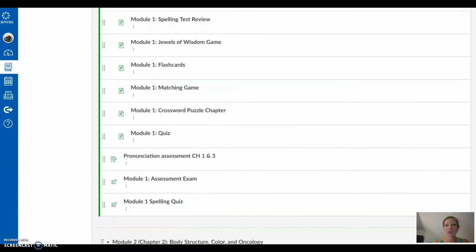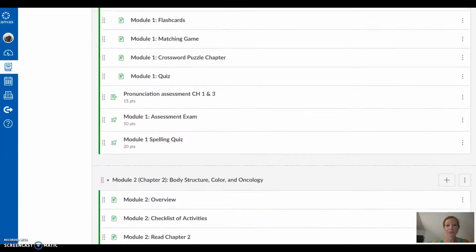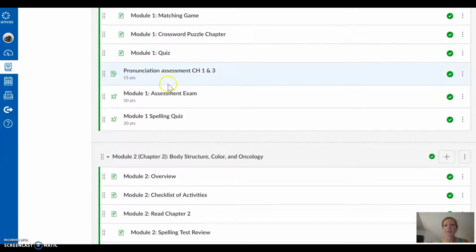Okay. The chapter assessment exam is 50 points. It's not going to be 50 questions. Some of them are going to be multiple choice. Some of them are going to be matching different types of terms with what the correct answer might be.